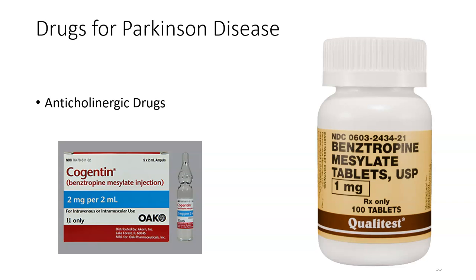Benztropine is the most commonly prescribed, and it's known by the brand name Cogentin. It can be taken orally. It can also be administered through an injection, either intravenously or intramuscularly. It is an anticholinergic, so we are going to have those anticholinergic side effects: dry mouth, blurred vision, urinary retention, and constipation.